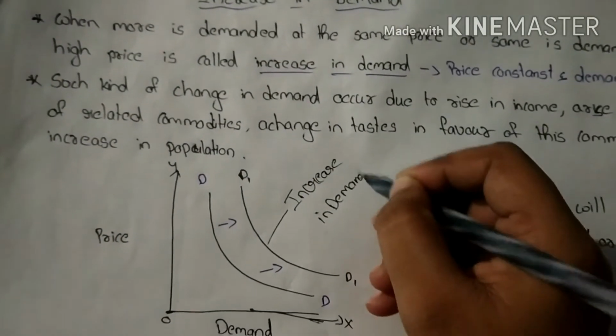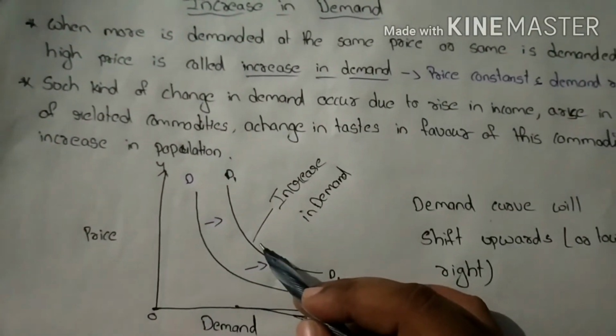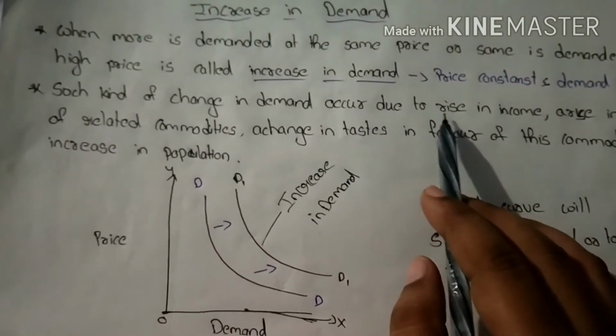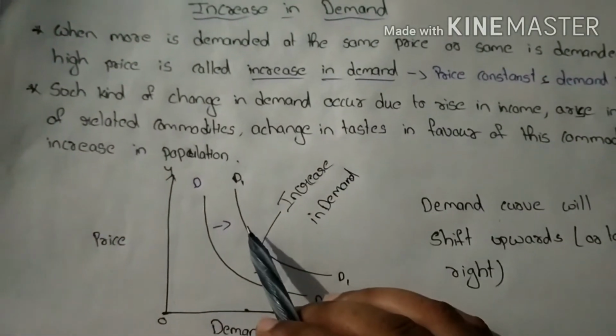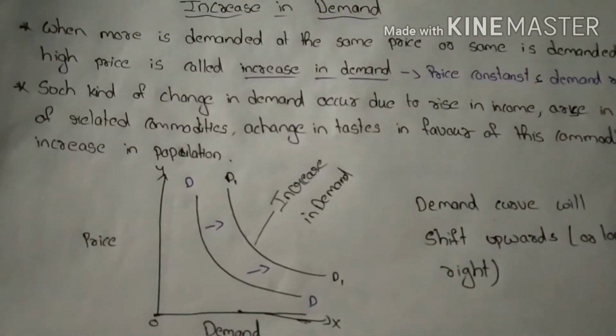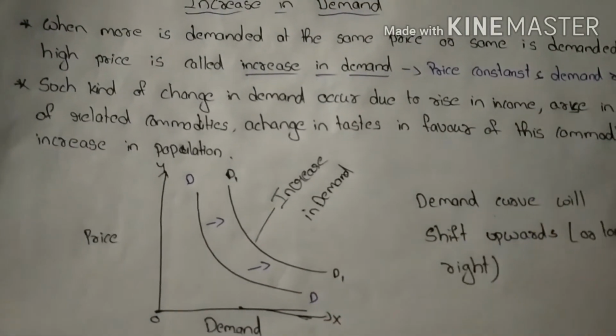Here the demand curve shifts towards the right because all the factors increase and change. The change leads to this demand. So here there is an increase in demand.